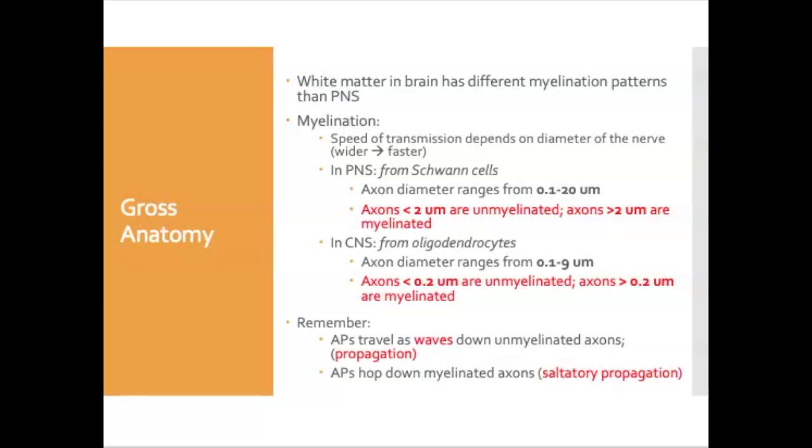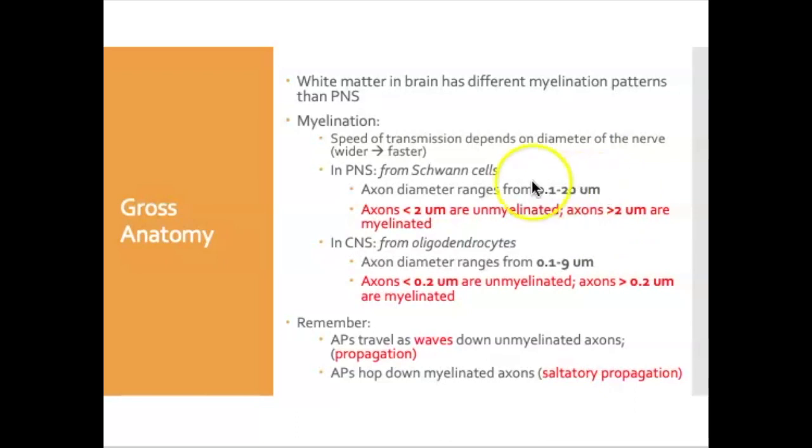Out in the peripheral nervous system, the diameter of axons ranges from about 0.1 to about 20 micrometers. In comparison, in the central nervous system, axon diameter ranges from about 0.1 to only 9 micrometers. So the diameter of axons inside of the central nervous system is significantly smaller than what we see out in the periphery.